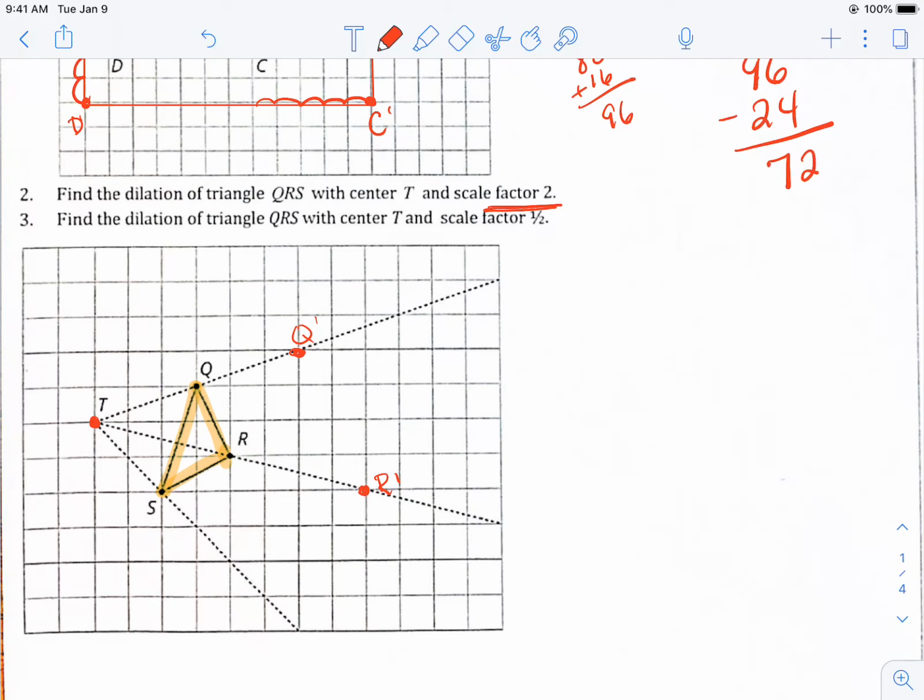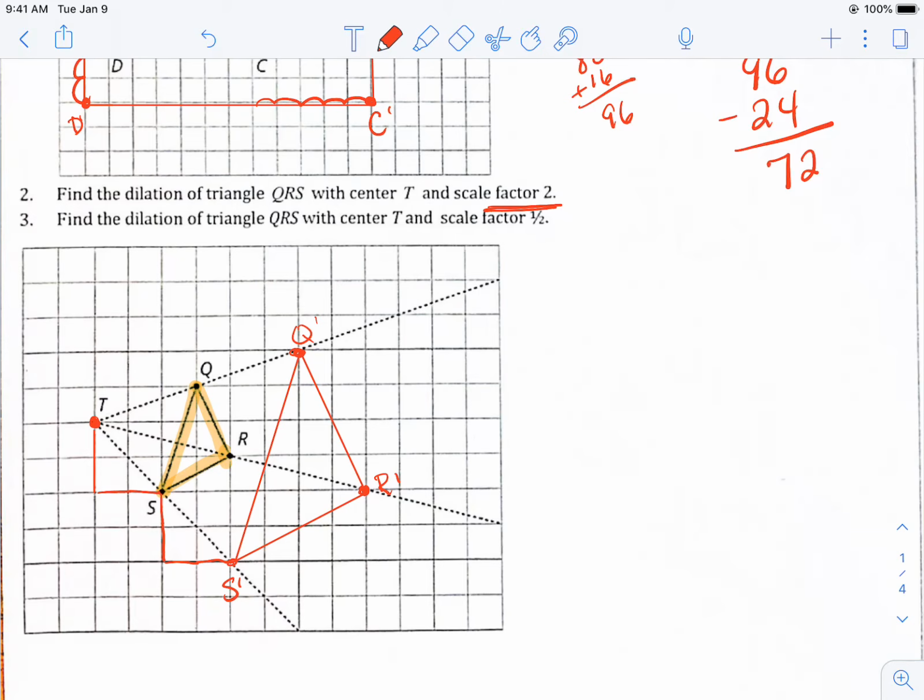All right, now let's do S. We went down 1, 2, and over 1, 2. So we're going to go down 1, 2, and over 1, 2, and we have our S prime. Now we can take our ruler, our straight edge, or our tools, and we can mark our line. If you're using Cami, you can use the shape tool, the line segment, and it'll make you a straight line. And now we have a dilated figure of a scale factor of 2 from the center T of our original.